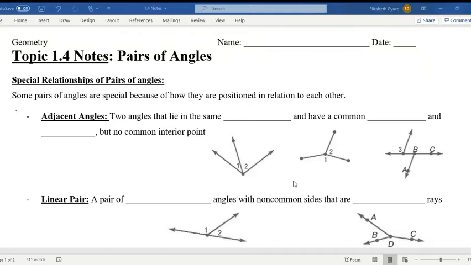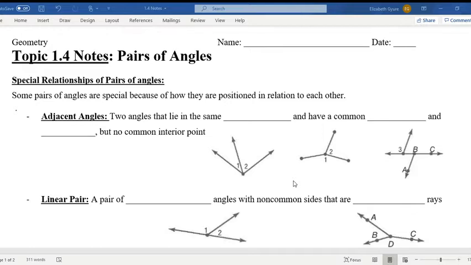So in this video, we're going to be taking a look at our last section of notes, which is 1.4, pairs of angles. So we're going to be looking at special relationships that happen when you have two angles next to each other, or not necessarily next to each other, but just a pair of angles, so two or more angles. So some pairs of angles are special because of how they are positioned in relation to each other.